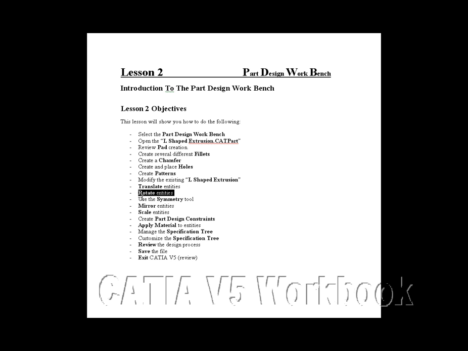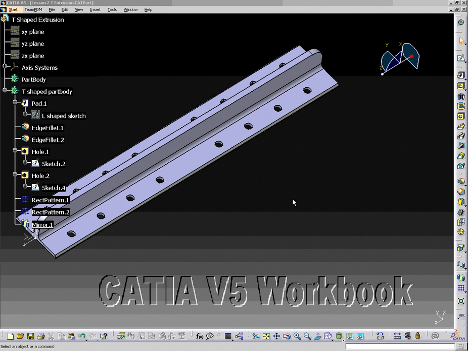Translate entities. Rotate entities. Use the symmetry tool. Mirror entities. Scale entities. Create part design constraints. Apply material to entities. Manage the specification tree. Customize the specification tree. Review the design process. Save the file. And last, exit CATIA V5.